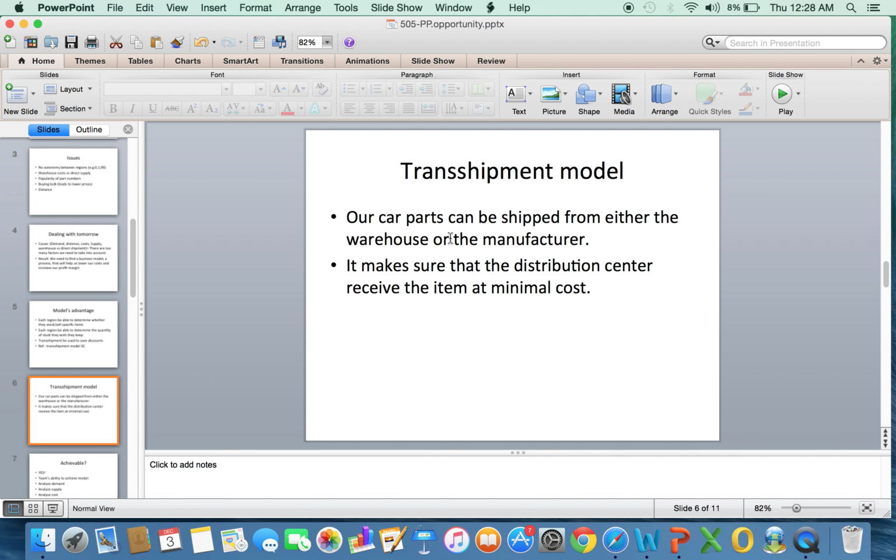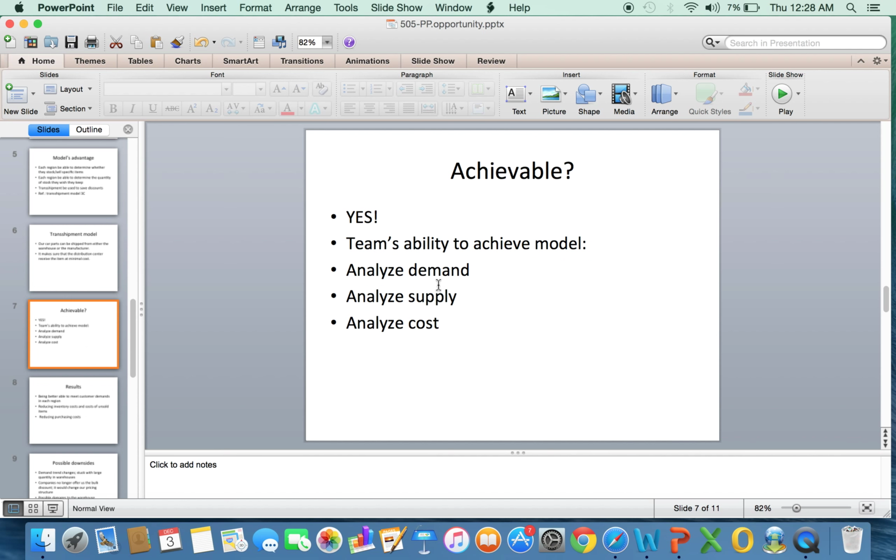To break it down, our car parts can be shipped from either the warehouse or the manufacturer. We're going to see which one leads to lower costs. And we have to make sure that the distribution center receives the item at minimal cost. That's going to help us determine what we want to do. Is this achievable? Yes, absolutely.